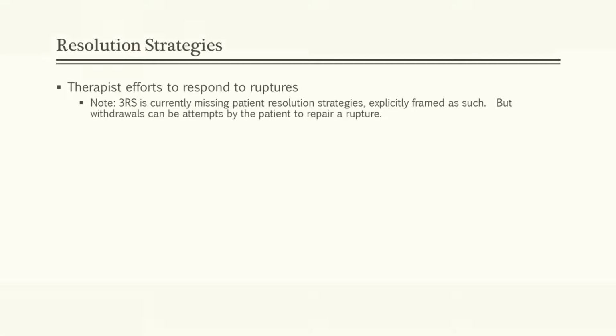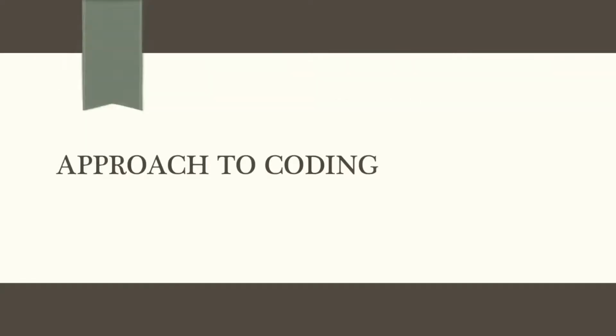So I want to say a few things about the approach to coding, because it's really important to keep some things in mind before you let loose and start looking for rupture markers everywhere. If you miss this step, you could end up really overcoding, coding lots of things that aren't ruptures, or mislabeling things.